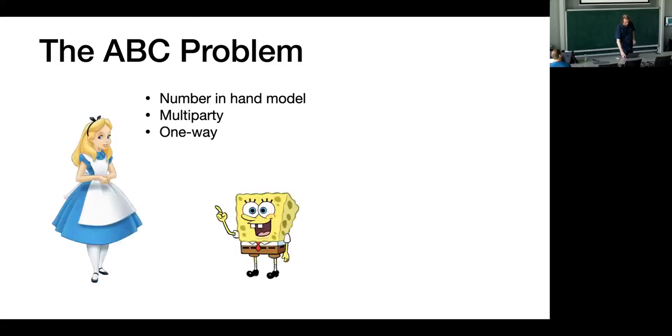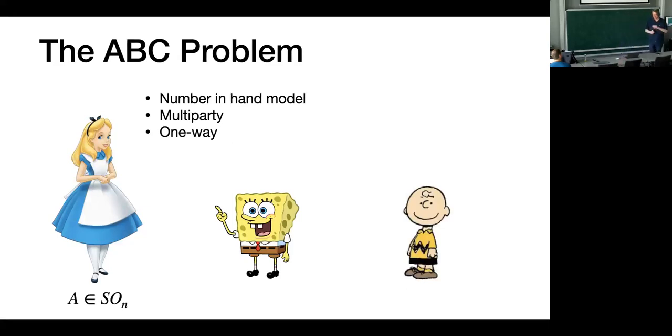So this is the problem. I call it the ABC problem, and it's in a three-party communication model, which is number in hand. Every player sees his or her input, there are 3 players, and the quantum protocol at least is one way. Alice gets a matrix from the special orthogonal group. So it's an orthogonal matrix, and it also has determinant 1. Bob gets another matrix, and Charlie gets another matrix.